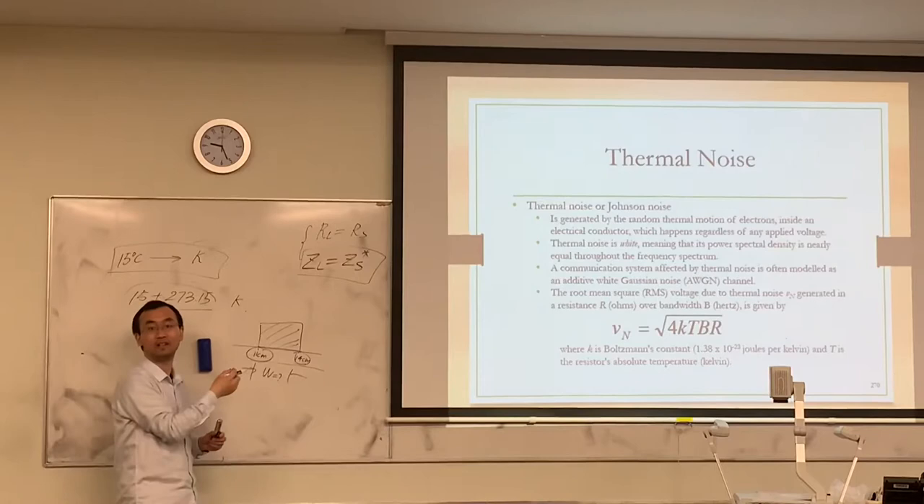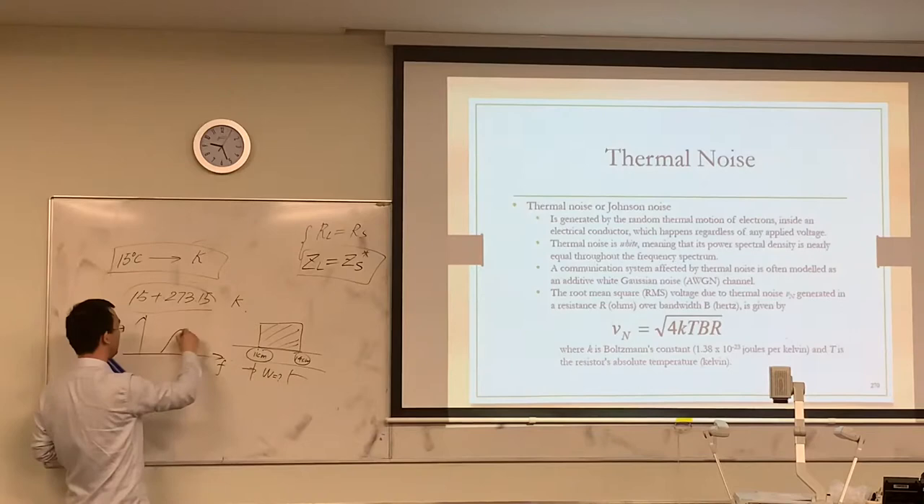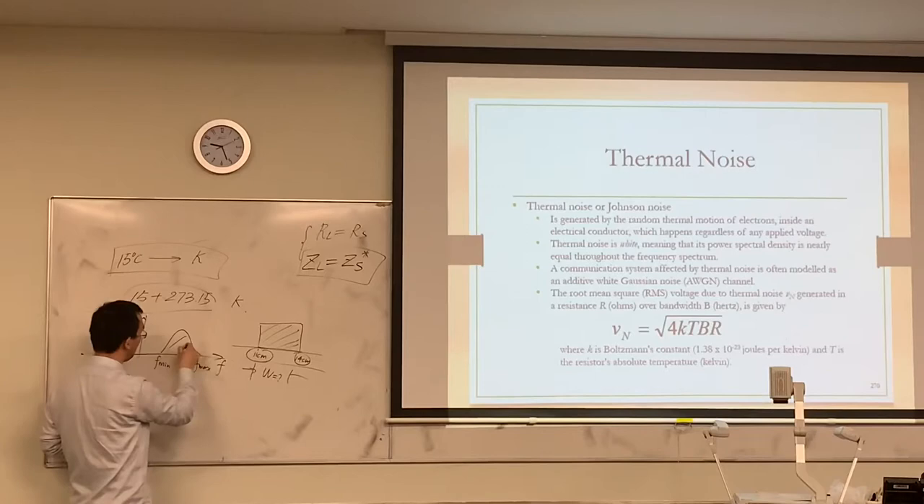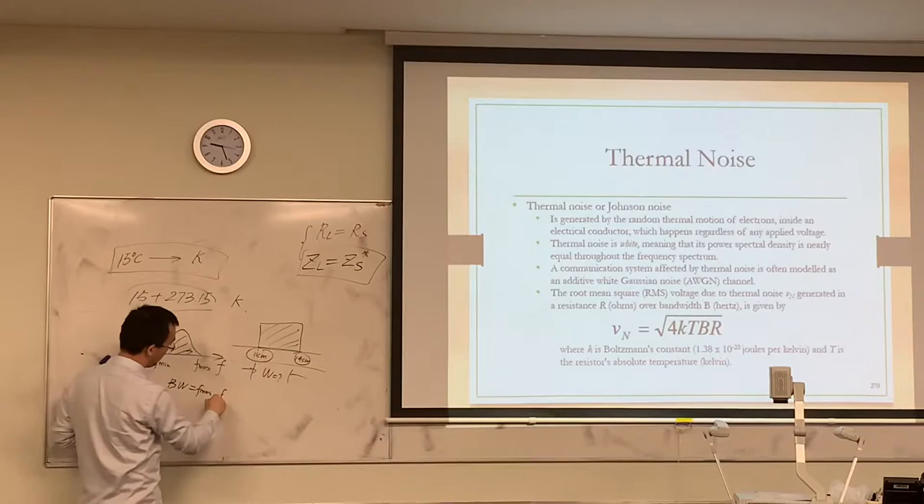3. If I draw the signal in terms of frequency, for example, this one is a frequency domain. This one is the F min, this one is the F max. To ask for the bandwidth, bandwidth is F max minus F min, right? And this is for the passband signal.